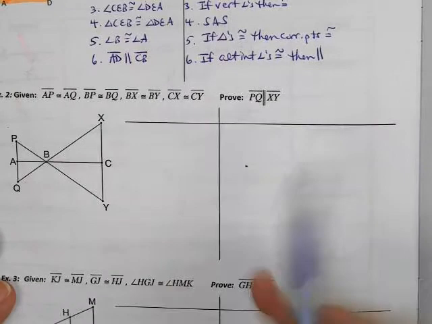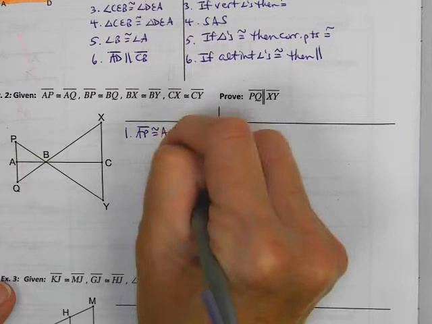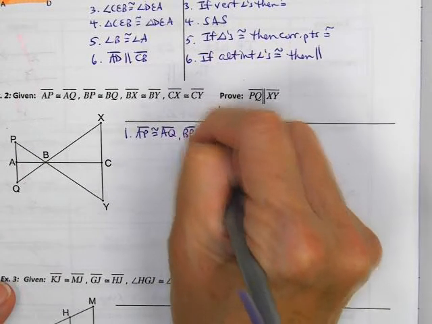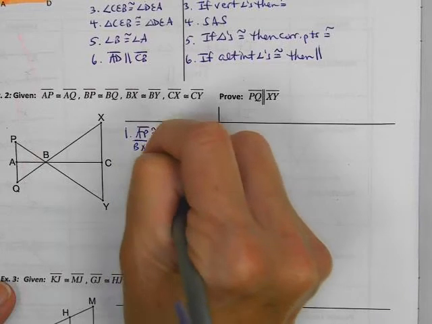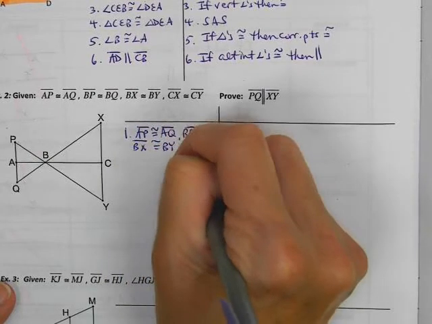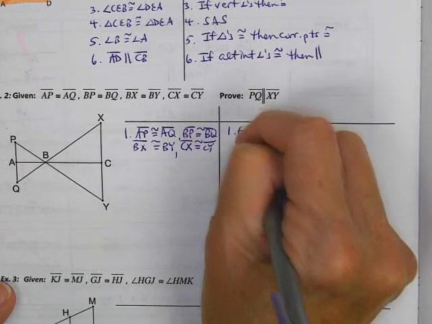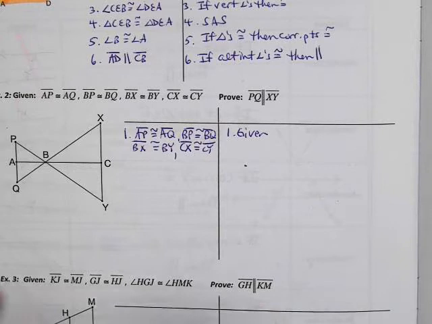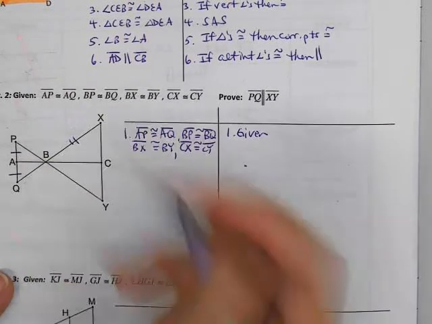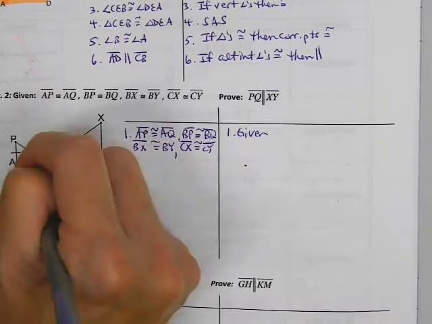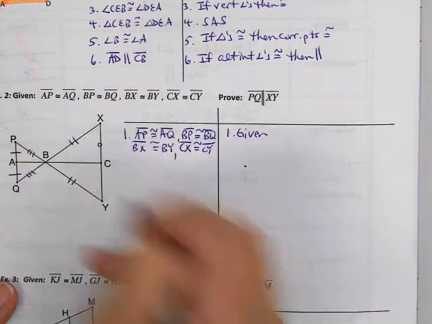All right, so let's do this one right here. AP congruent to AQ. We're just going to do two more today. BP congruent to BQ, BX congruent to BY, CX congruent to CY. That's all given. Let's mark that. AP, AQ, BX, BY, BP, BQ, and CX and CY.